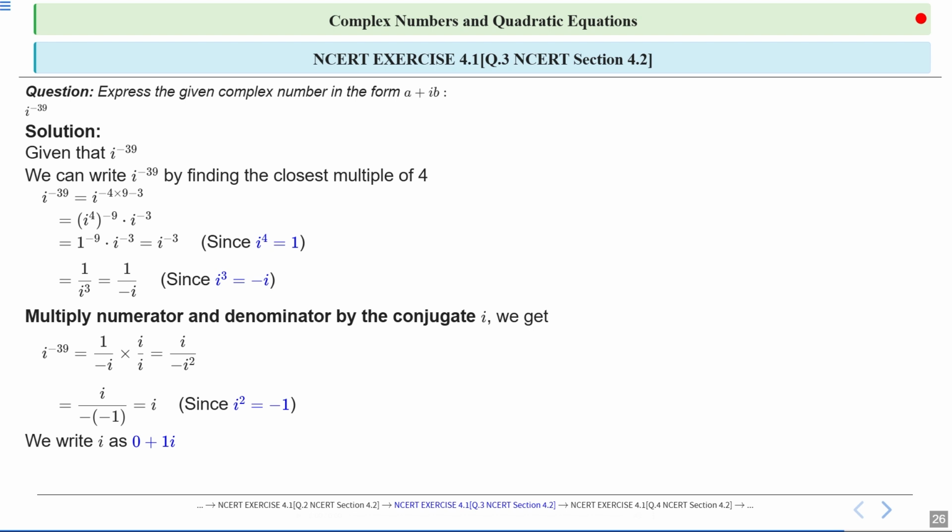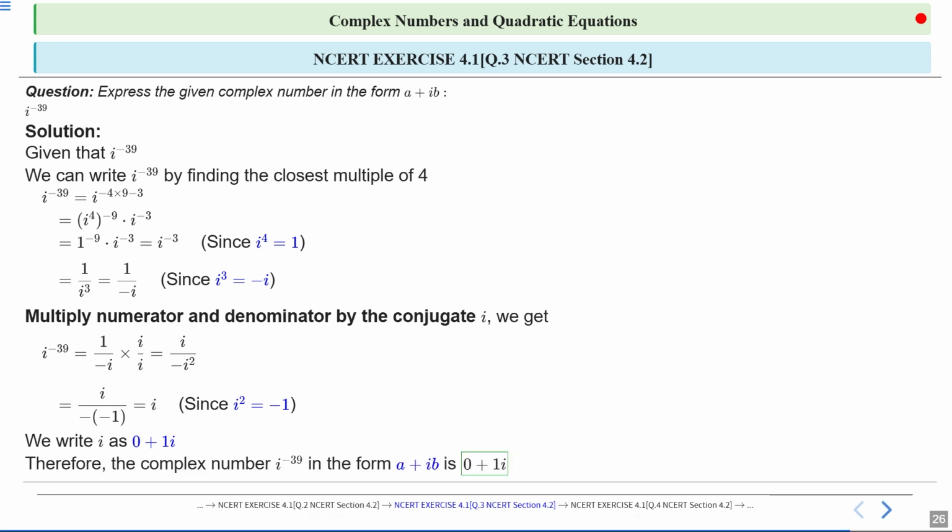So we can write iota as 0 plus 1 times iota, which is in the form a plus iota times b. Therefore, the complex number iota to the power minus 39 in the form a plus iota times b is 0 plus 1 times iota.